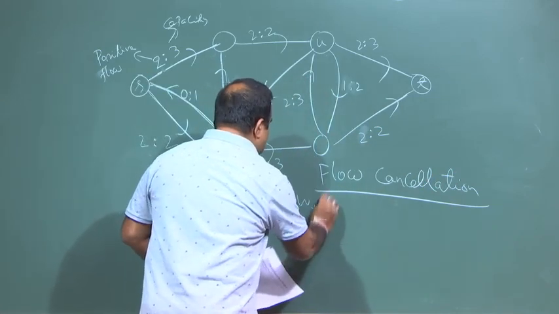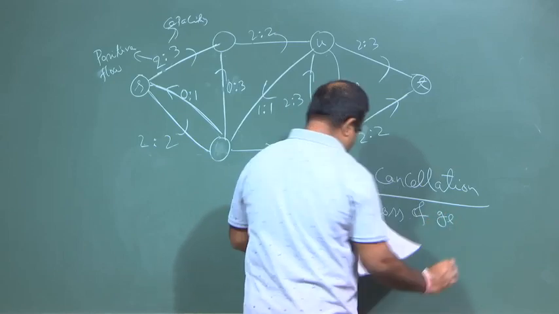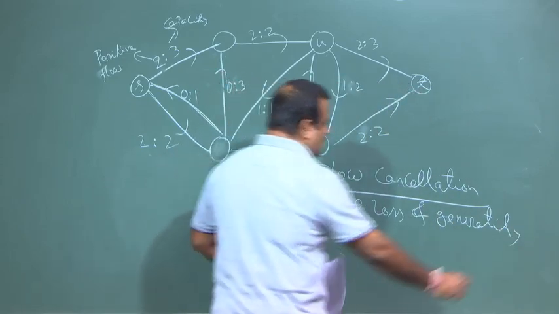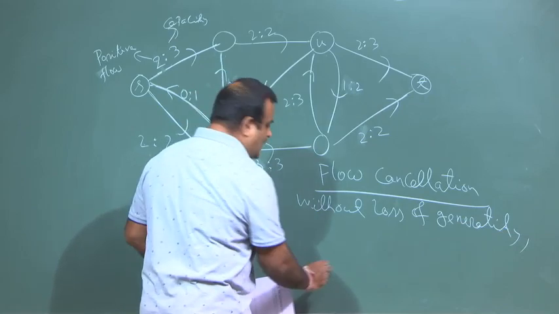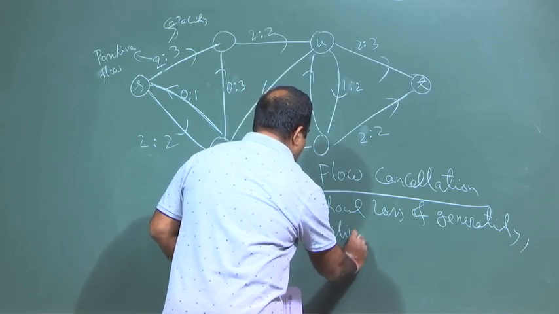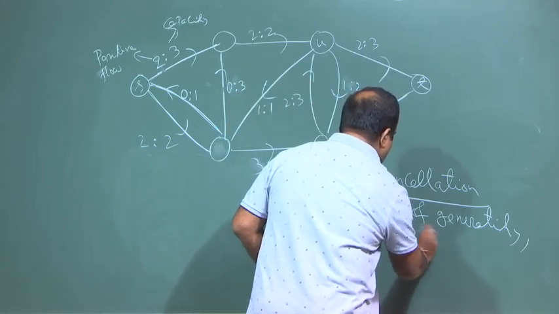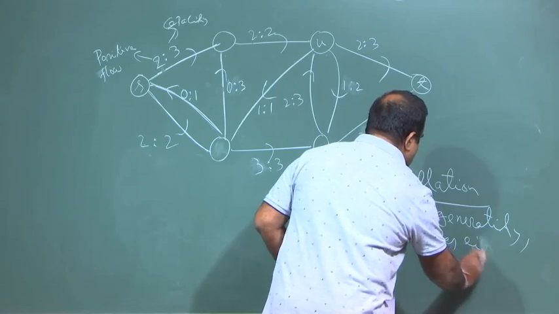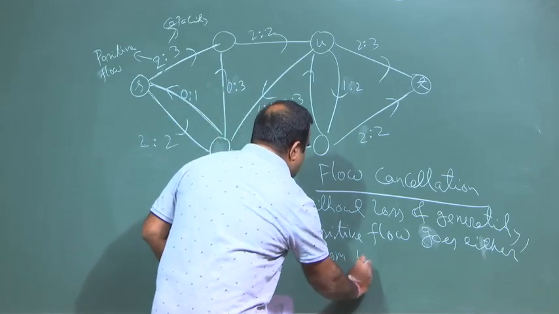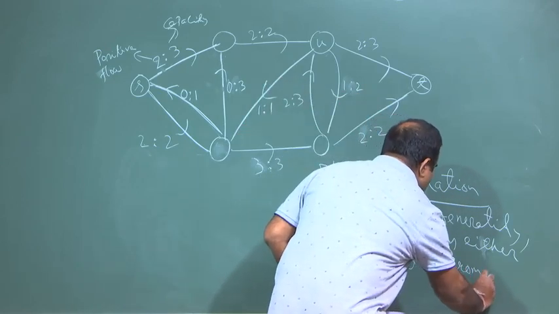So, what is that? Without loss of generality, the positive flow goes either from U to V or from V to U.